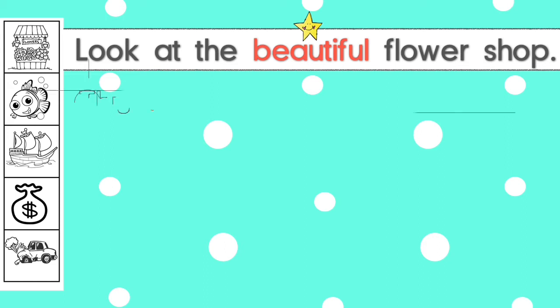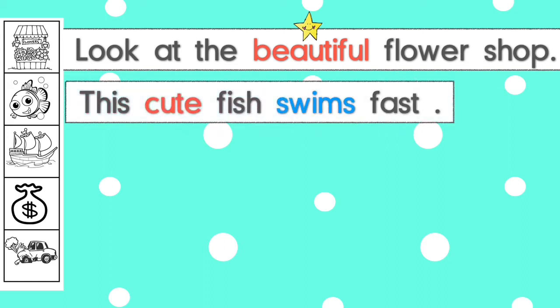Let's have a look at the fish. This cute fish swims fast. So there's two star words here. These star words tell us what the fish looks like. It's a cute little fish. Maybe it's an ugly fish. Maybe it's a fat fish. Maybe it's an orange fish. Those are all star words. They tell us what the fish looks like. And swims tells us what the fish is doing.